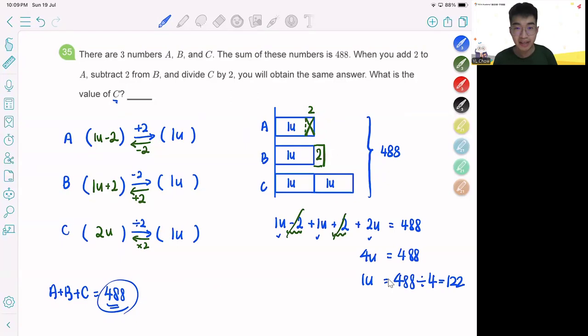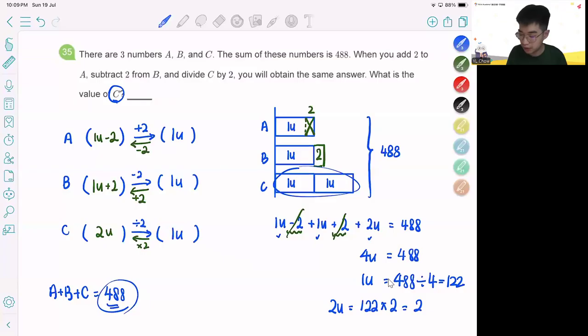So you know that 1 unit is 122, but the question is asking for C. All you need to do now is realize that originally C is 2 units. So 2 units is 122 times 2 equals 244. And that is your answer as the initial value of C.